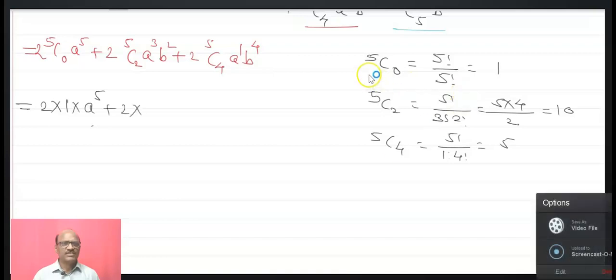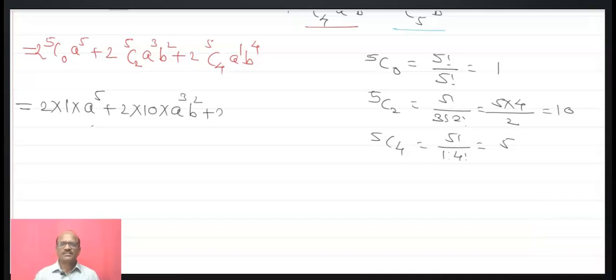Now see this value 5C0 we will require here. 5C0 is 5 factorial upon 5 factorial, and that is equal to 1. 5C2 is 5 factorial upon 3 factorial, 2 factorial, and 5 into 4 is 20, upon 2 is 10. 5C4 is 5 factorial upon 1 factorial into 4 factorial, that is equal to 5. Now here we will substitute their values.